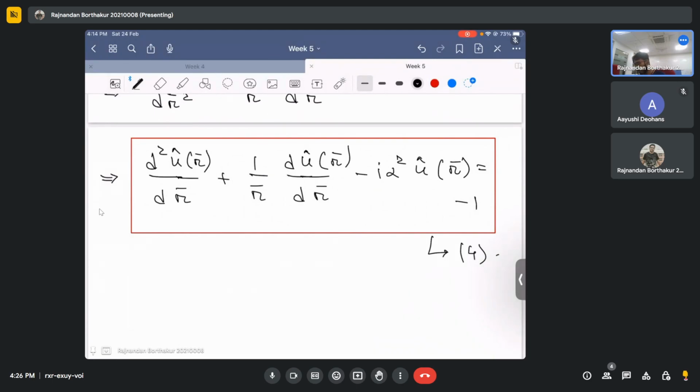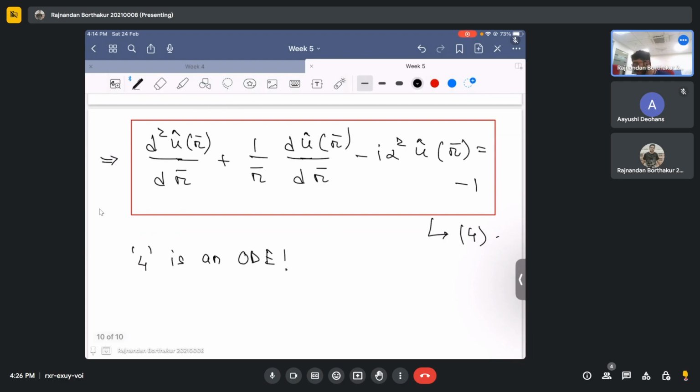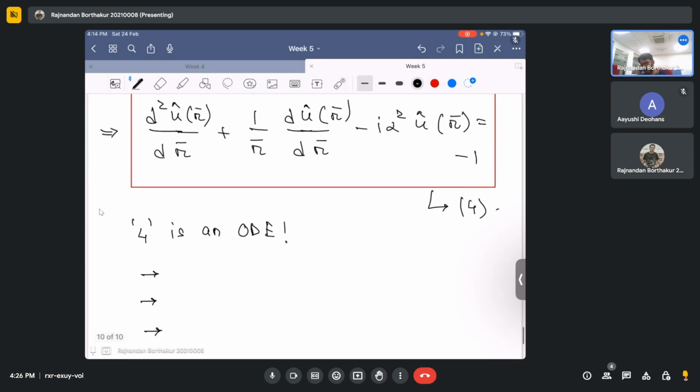As I have said, equation 4 is an ODE. But can you tell me what is the type of this ODE? First of all, what is the order of this ODE? Then, what is the nature? Is it homogeneous or non-homogeneous? Is it constant coefficient or variable coefficient? These three things you need to tell me. First, the order. Second, exactly. It's a second order ODE.